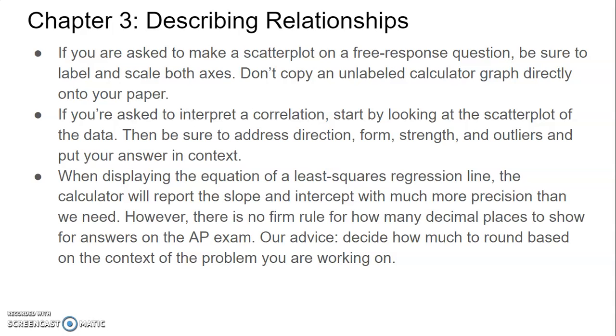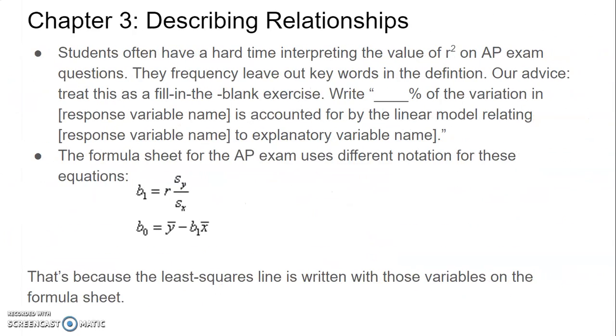That's sort of the first, they call that the first section of the AP exam. The next section, let me finish chapter 3. In chapter 3, we also talked about what happens if you square R. You would have your coefficient of determination, that's R squared. And again, that's where we had this interesting statement that a certain percentage of the variation in your Y value is accounted for by a linear model relating your Y value to your X value, that explanatory variable.